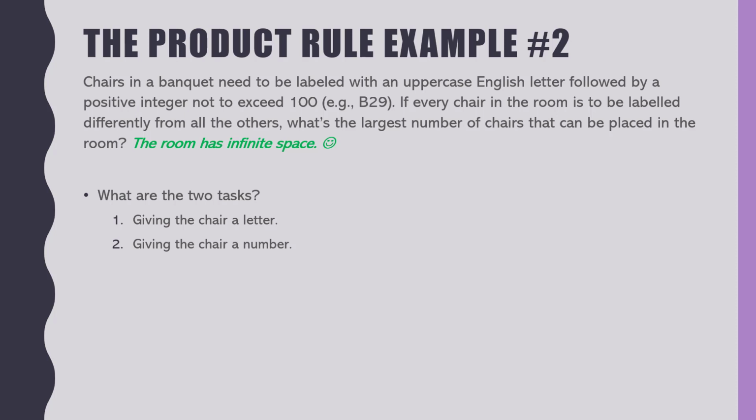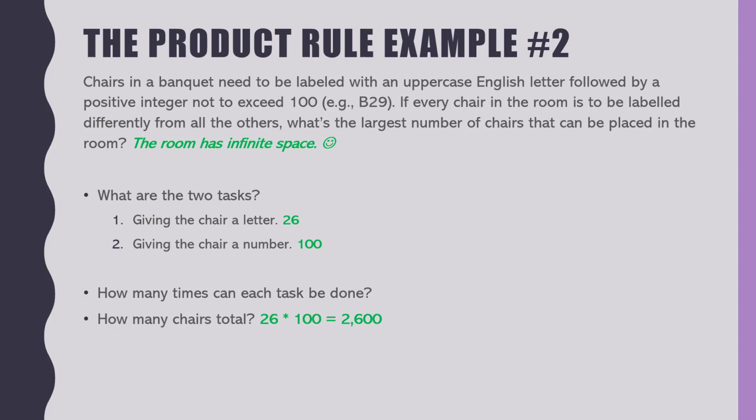Well, that'd be a third thing, right? The product rule will hold for that as well, okay? But we're just using two because it's easy to see, right? So we give the chair a letter and a number. How many times can each task be done? As we pointed out a second ago, 26 for the letter and 100 for the numbers, right? Make sense? So the final answer is 2,600 chairs, okay?